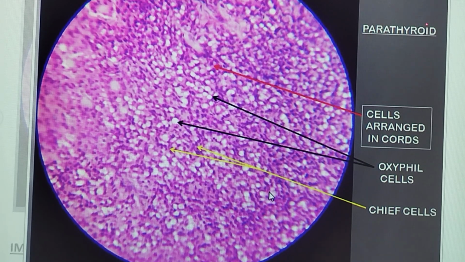So don't forget, always the parathyroid gland will be associated with the thyroid gland.